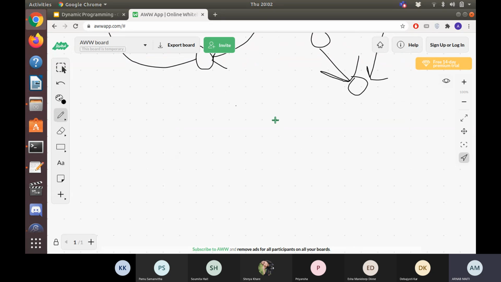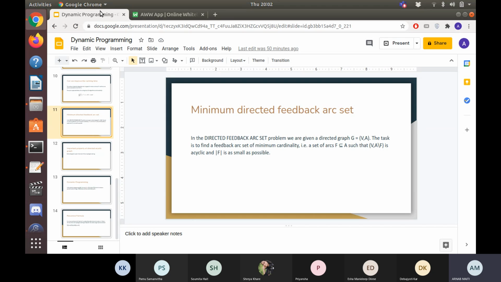So the question is, what is the minimum number of edges which you must remove to make a graph acyclic? So this is the question. Did you get the question? Is the question statement clear?